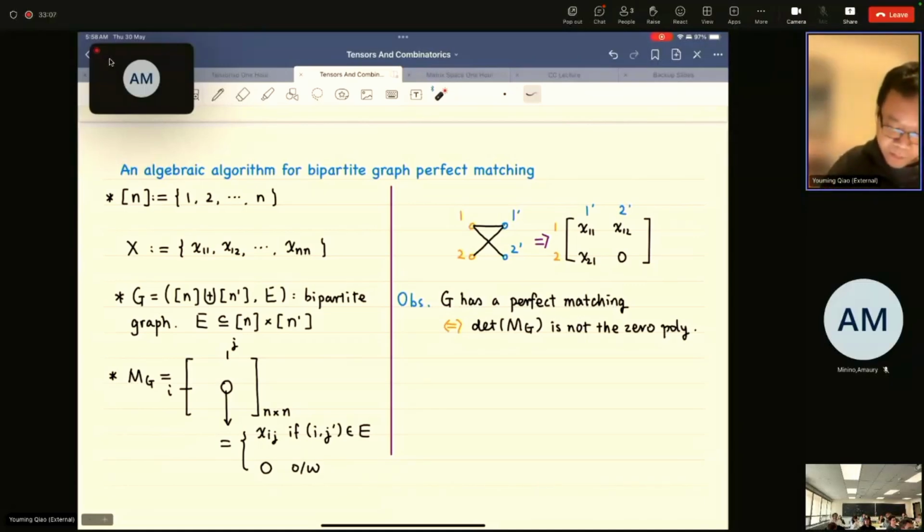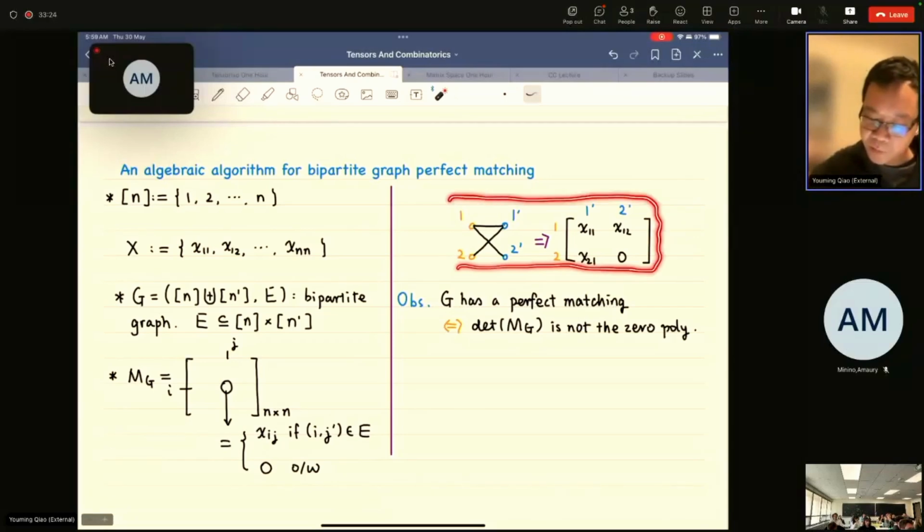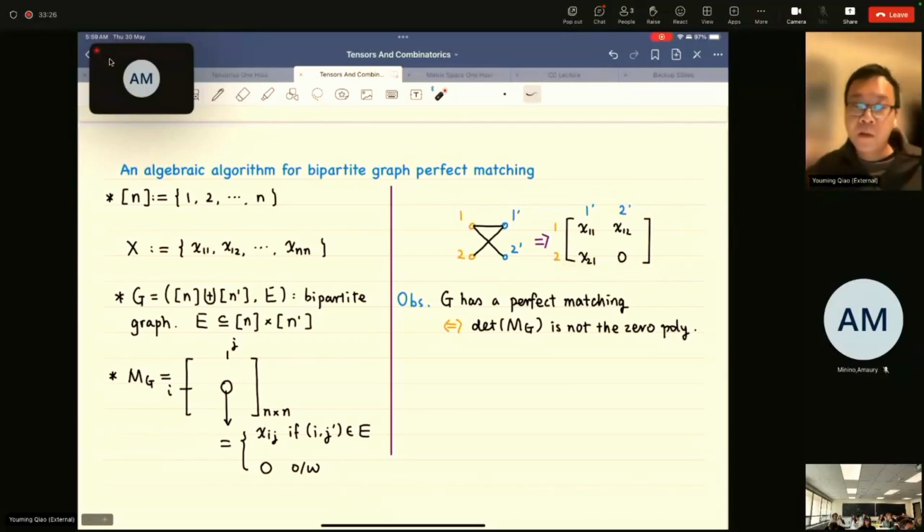So this is just the same construction. The point is that if there is an edge ij in E, then we put xij in the matrix of linear forms MG, and 0 otherwise. For example, this is the example we have been talking about from the very beginning. So this is just repeating the construction. And now we are going to see the first connection between graphs and tensors.